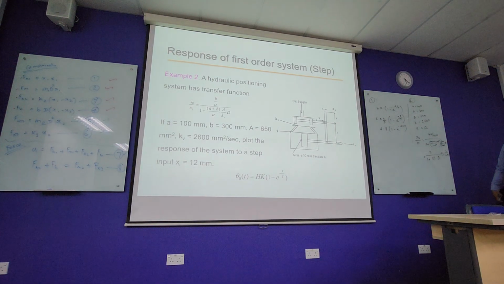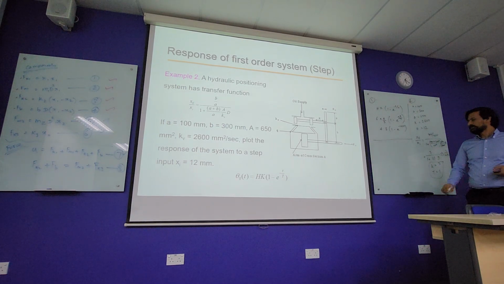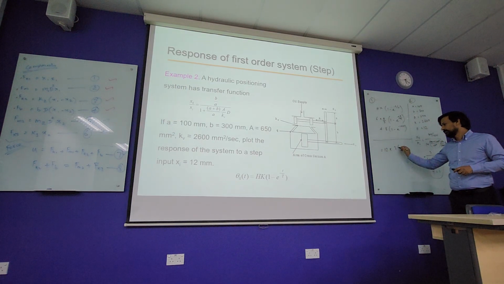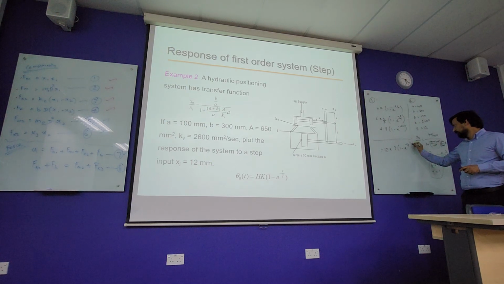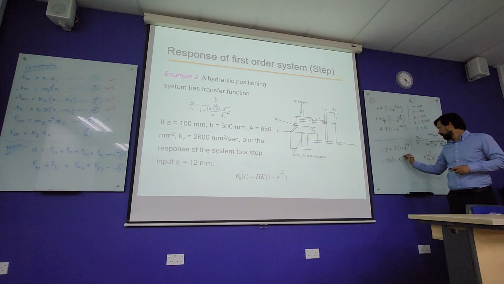Okay, so you can have all the values. What is the K value now for this? K is 3, T is 1. So you can substitute the numbers into the formula. Then you can see H is 12, K is 3, and the time constant is also 1. So it's basically 36 times (1 minus T).